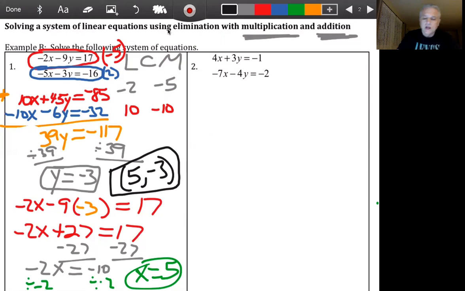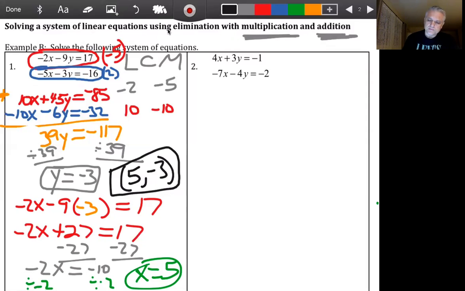Okay, so check your answer. Don't forget to check your answer. Substitute your x for the x, okay, in this case 5. Substitute the negative 3 for the y. See if 10 times 5 plus 45 times negative 3 really does give you negative 85. I think it does, okay? So on tests and quizzes, please check your answer. You should never give me a wrong answer because you can check yourself before you wreck yourself.